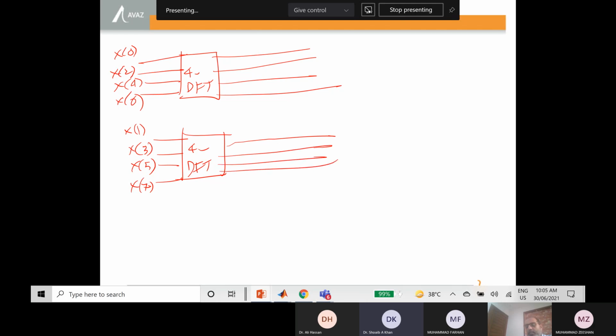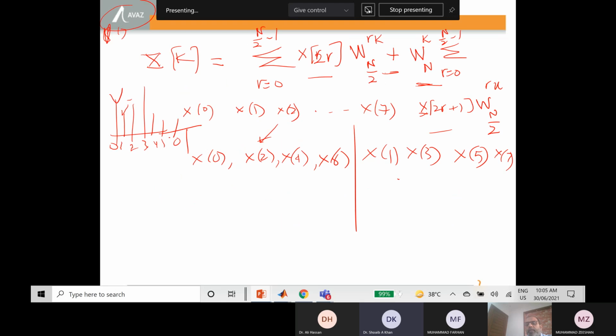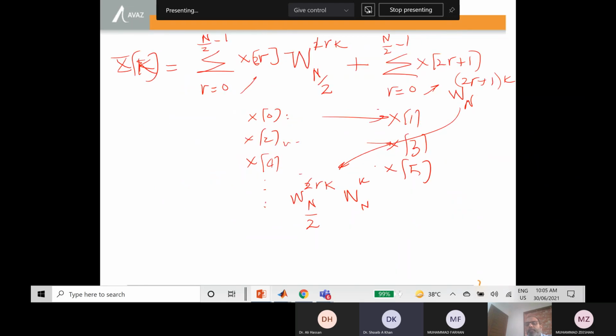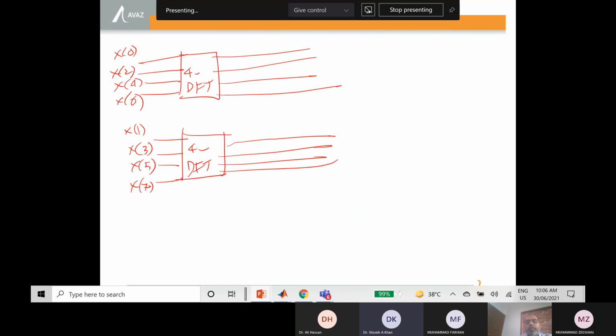Then merge these answers together by using this relationship, which is W and K. Keep multiplying and adding. So for K0, you add this one, this 4, in this way. So bring this answer here and add these two.